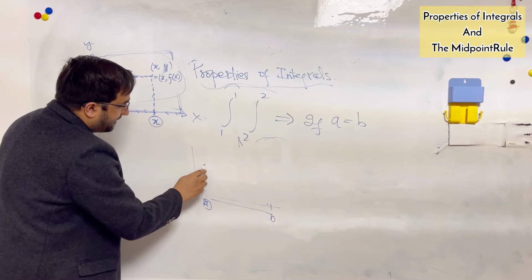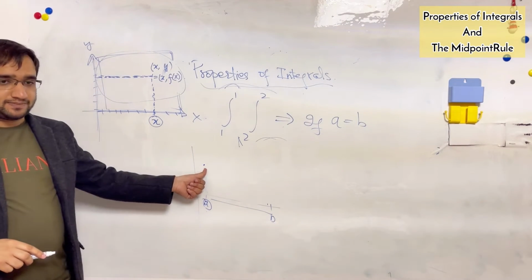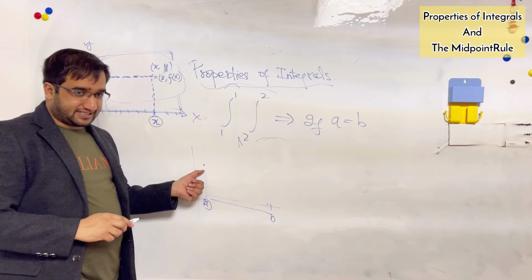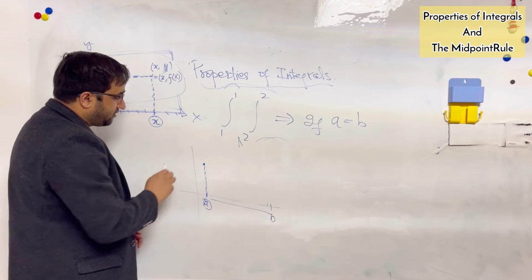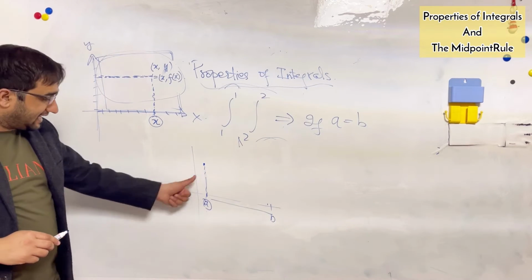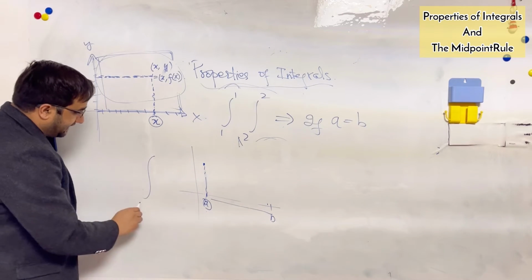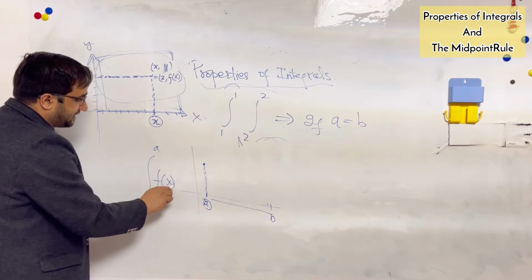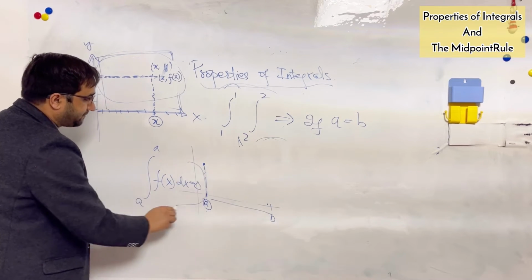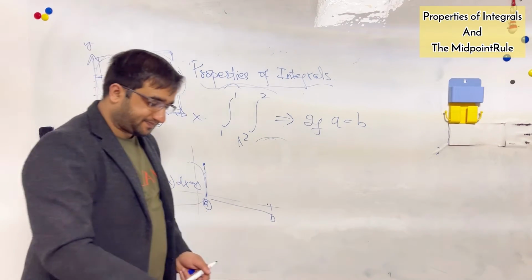And you will never be able to calculate the area under a dot. So you are standing here and I am asking you to give me the area under the curve. In that case, you will say, okay, integral from A to A, if I am not moving anywhere, whatever the function is, the answer will be 0. Do you understand?